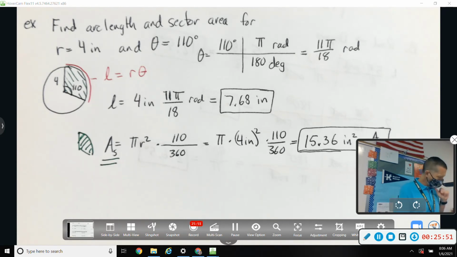You can go to 2 unless it says otherwise. That's exactly what I was just looking at on the worksheet to see if it specifies, and it doesn't. So 2 decimal points can be fine unless otherwise stated. So be careful.